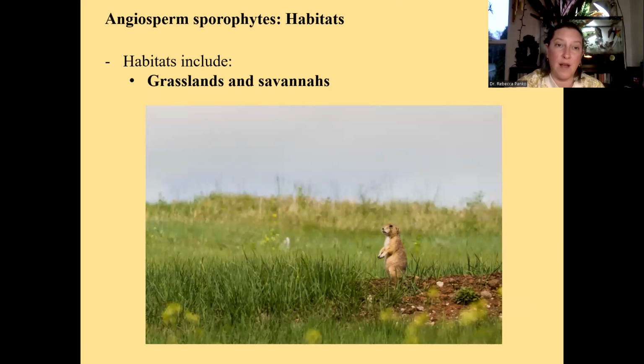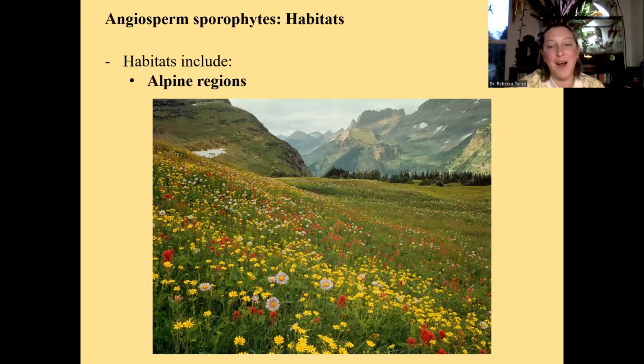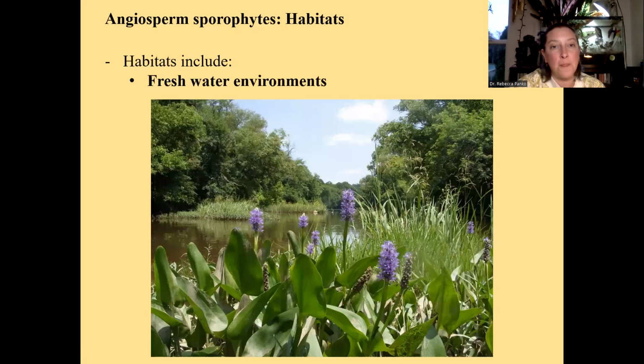Angiosperms also are found in the grasslands and savannas. Look, aw, right? Oh, little guy. Alpine regions, which are mountain regions. Look at all those flowers. Beautiful, right? It's where you'll find angiosperms. Freshwater environments, like a little freshwater pond. Maybe you've seen water lilies and things like that.